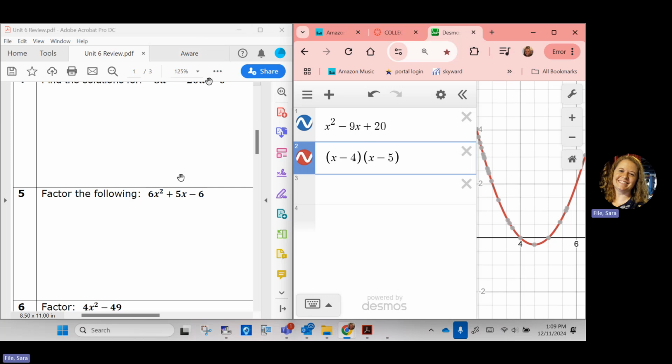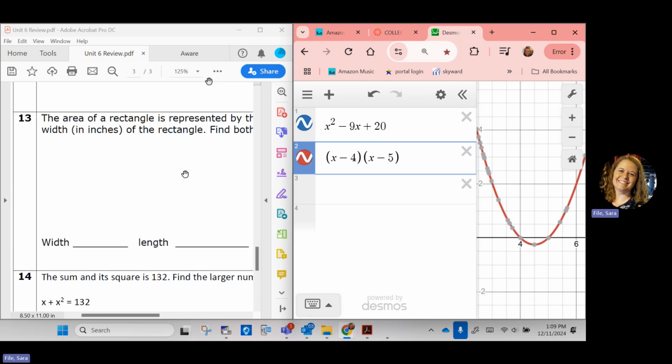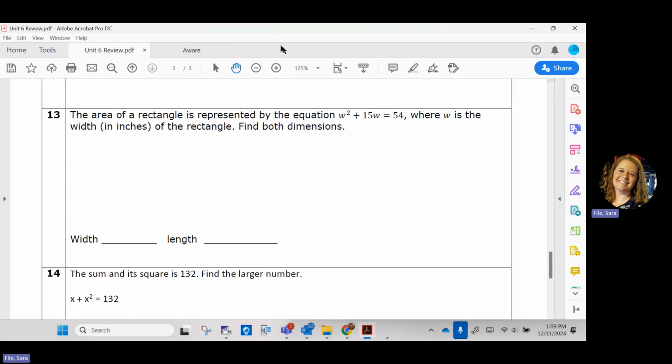Now I do want to point out the word problems on here because some of the wording on these is a little funky. So I want you to be sure you are using your logic skills to make sure it makes sense. This one says that the area of a rectangle is represented by this equation where W is the width in inches of the rectangle. Find both dimensions. So they give us this expression that is equal to 54. They tell you this is the area. So the area is 54.